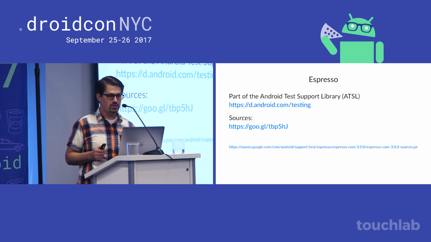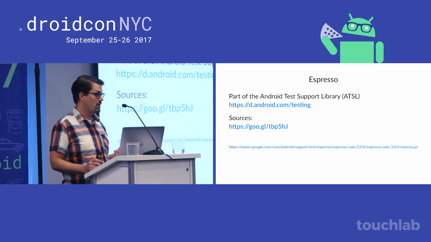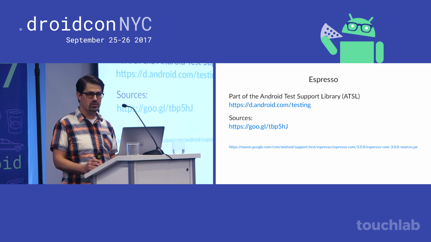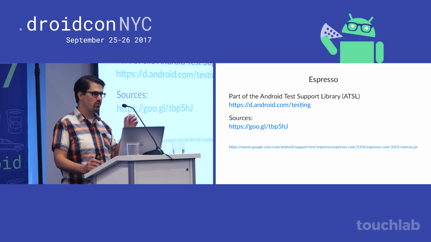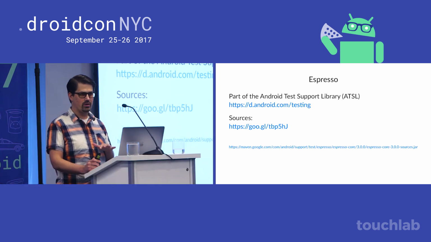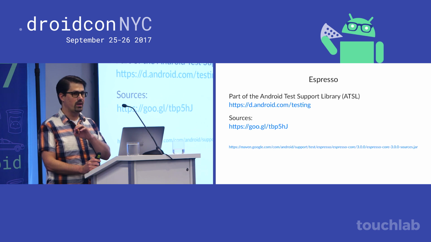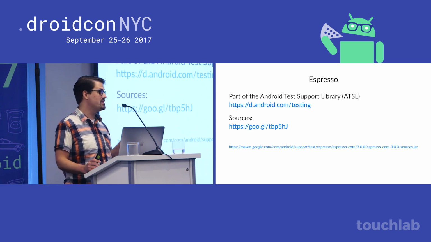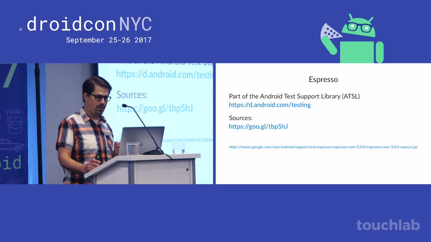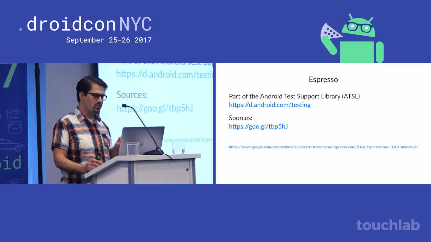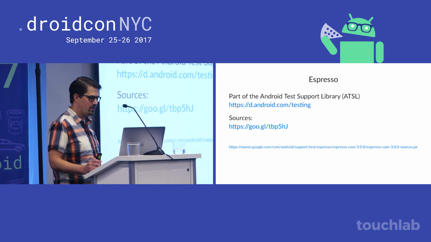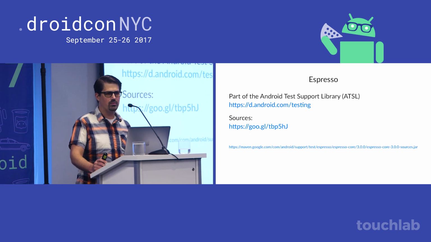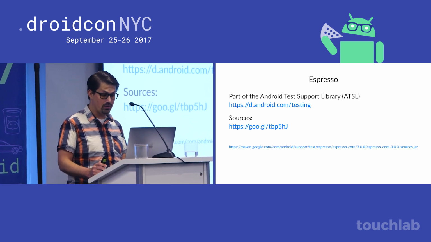So Espresso is part of the Android Test Support Library, and they just released the Android Test Support Library 1.0, and Espresso 3.0 is actually part of Android Test Support Library 1.0. So today I'm going to be discussing Espresso 3.0. Most of the source code is available at that link there, which is a link to maven.google.com. You can get it from the sources jar.